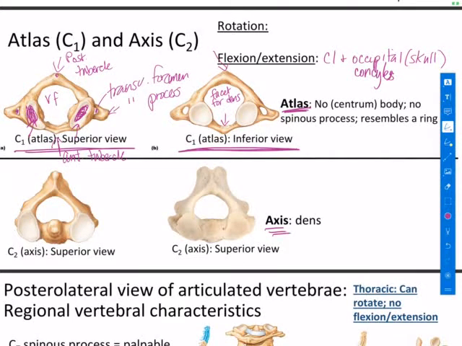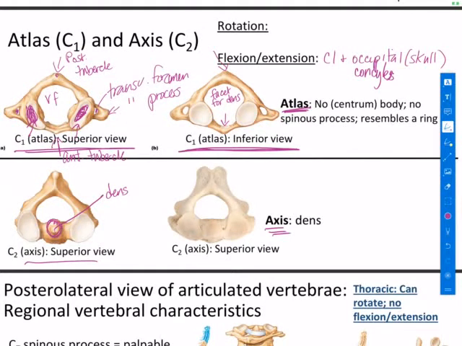Now C2 is called axis because it creates an axis of rotation. And if you're looking at the superior view on the left, you can see this tooth-like process. And in this picture, it's really jutting out toward you. It's sticking up outward. And this fits into the facet for the dens so that the ring-like atlas can rotate around this dens. Dens refers to dental, so it's a tooth-like process.